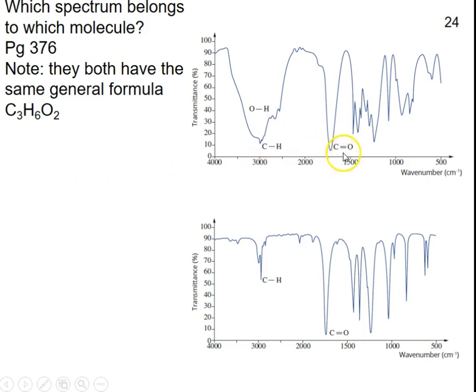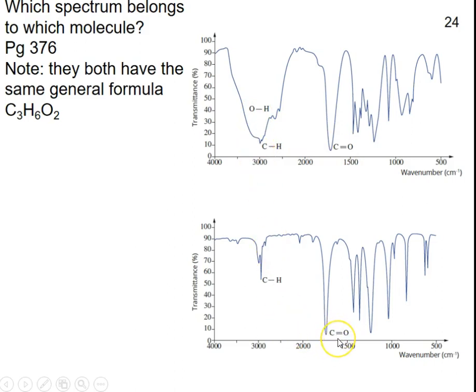So for this one, you can see we've got a sharp peak around 1700, so we've got the carbonyl peak, and we also have a broad peak around 3000. It's kind of merged with the CH peak, so this is indicating that we've got a carboxylic acid. So in this particular spectrum, of the 2 oxygens, one of them would be the carbonyl and the other one would be the hydroxyl in a carboxylic acid.